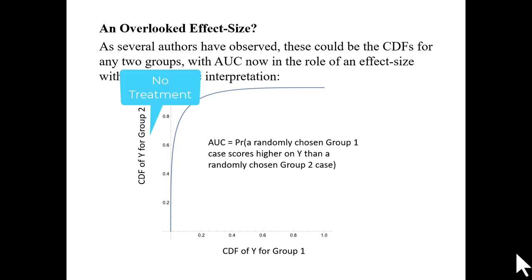Group 2 might be no treatment, group 1 might be treatment, for example, and the AUC now is in the role of an effect size with a probabilistic interpretation. Namely, the probability that a randomly chosen case from group 1 scores higher on y than a randomly chosen case from group 2. This is a clinically meaningful effect size measure. If group 1 is treatment and group 2 is no treatment, then we're talking about the probability that somebody randomly assigned to the treatment group is going to score better on y than somebody randomly assigned to the no treatment group.